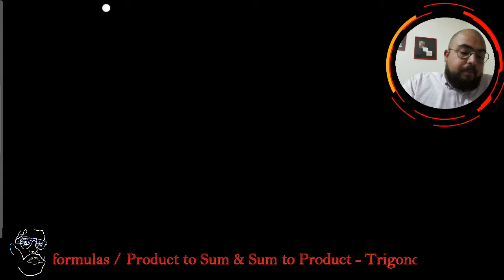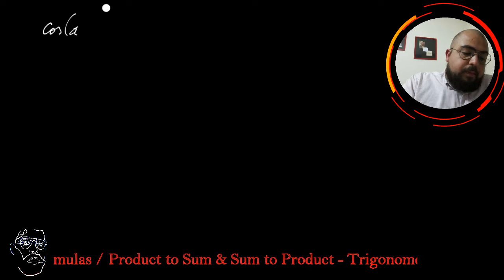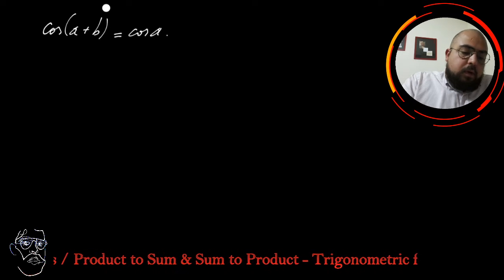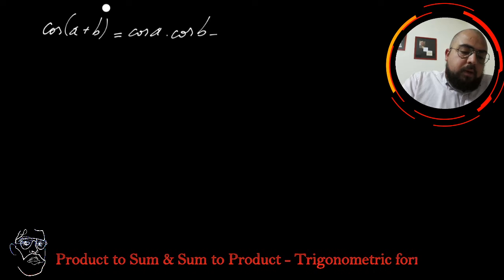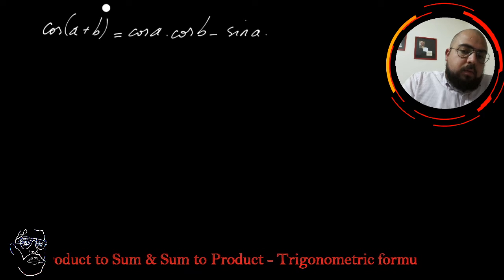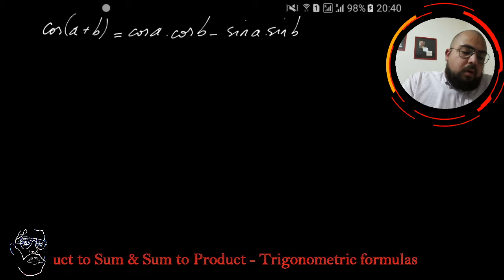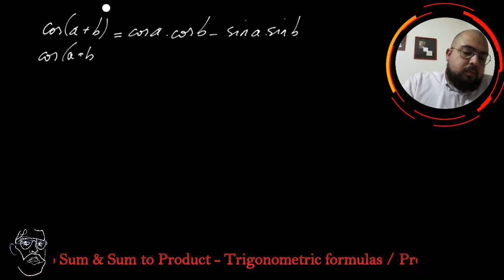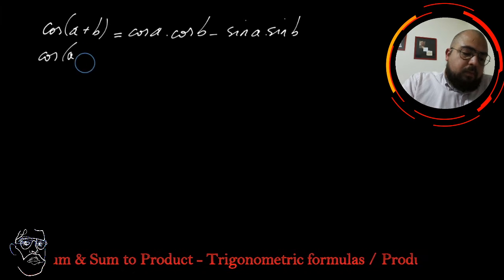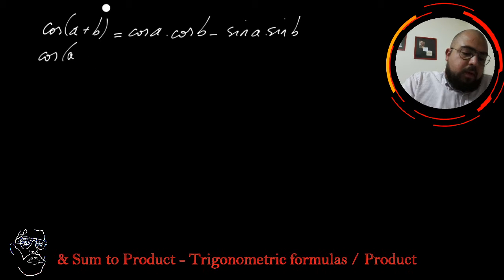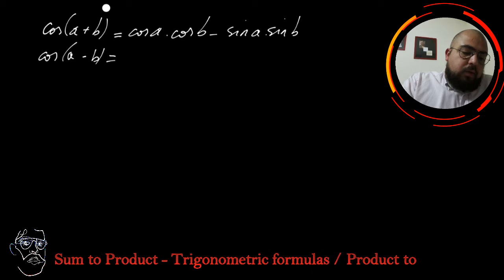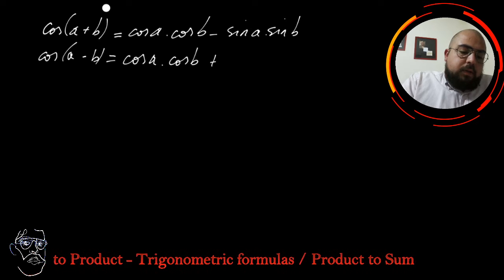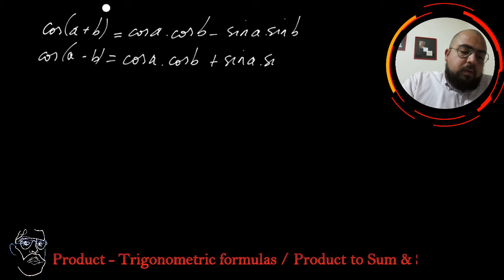first with cosine. We have cosine of a plus b is actually equal to cosine a times cosine b minus sine a times sine b. As for cosine of a minus b, cosine of a minus b is equal to cosine a times cosine b plus sine a times sine b.